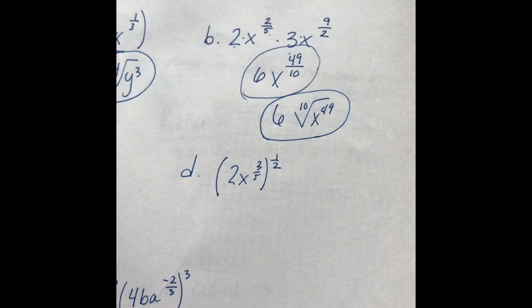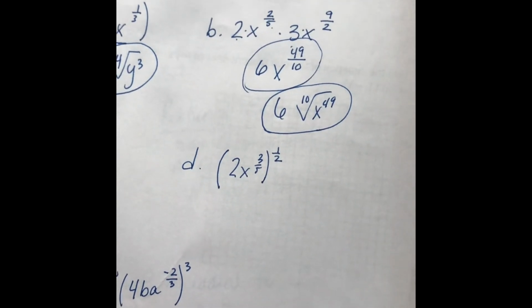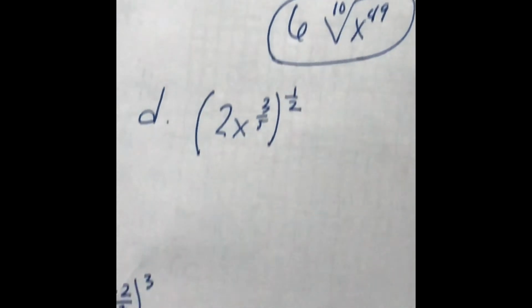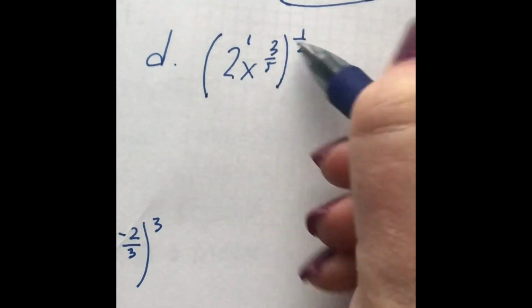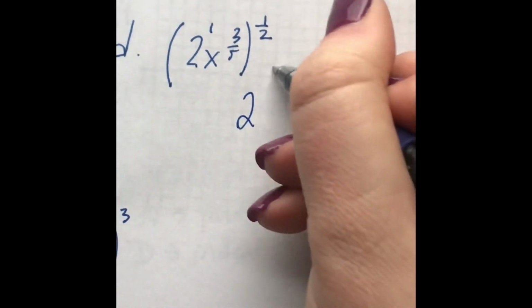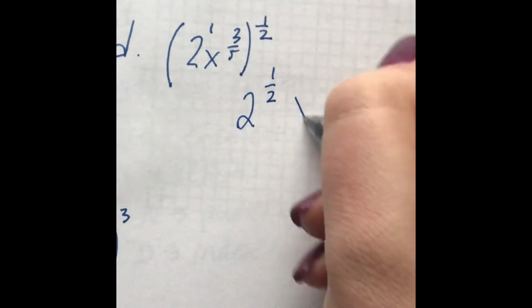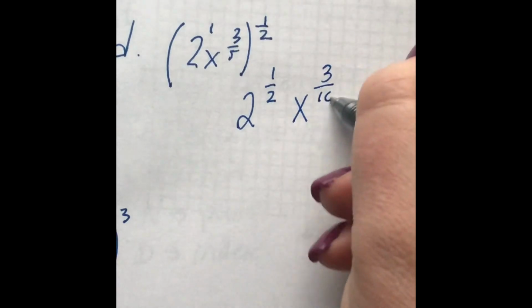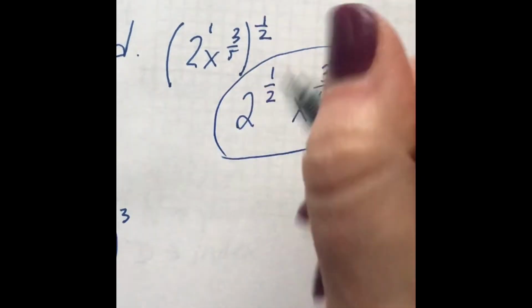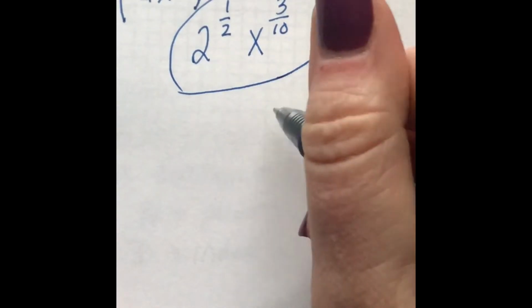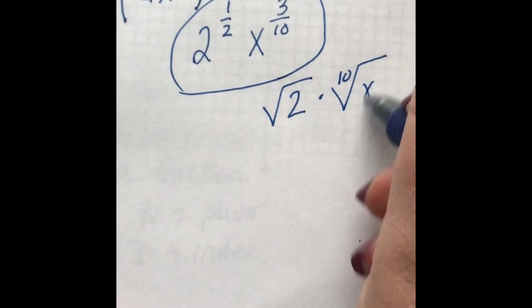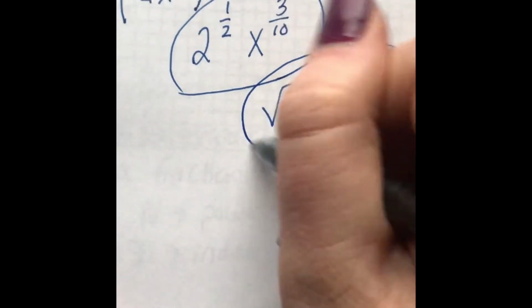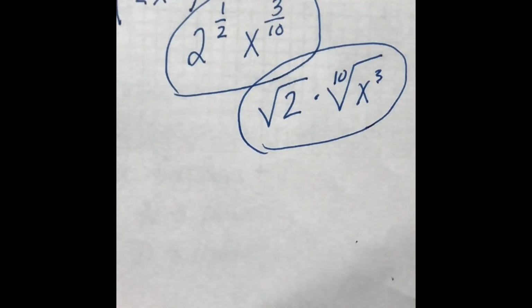Part D. Again, for this example, there's no exponent for the 1, so I'm going to distribute the 1/2 to both of them. So it's going to be 2 to the 1/2, x to the 3/10. That's our first answer. And then we're going to write it in radical form: square root of 2 times the 10th root of x to the 3. Notice you cannot write both the 2 and the x in the same radical because the root is different.